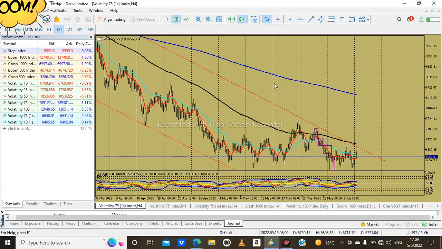This is Sunday, the 5th of June, 2022. So we want to do a market analysis just to get a feeling of how price is going to move this week. I'm hoping to make this as quick as possible.